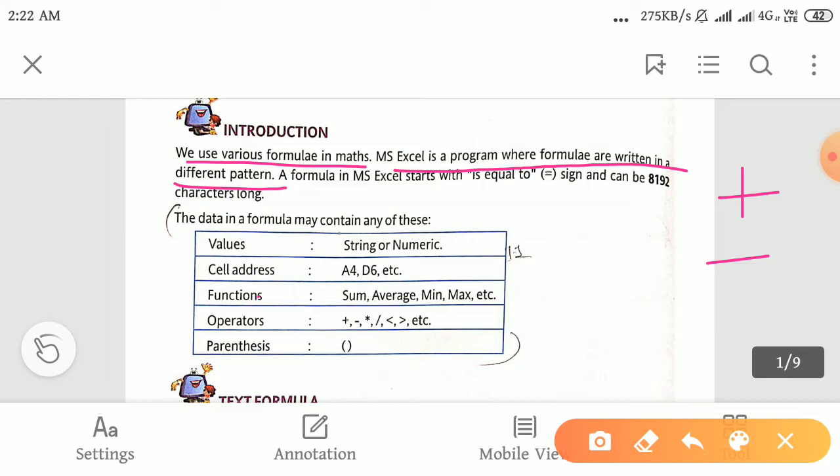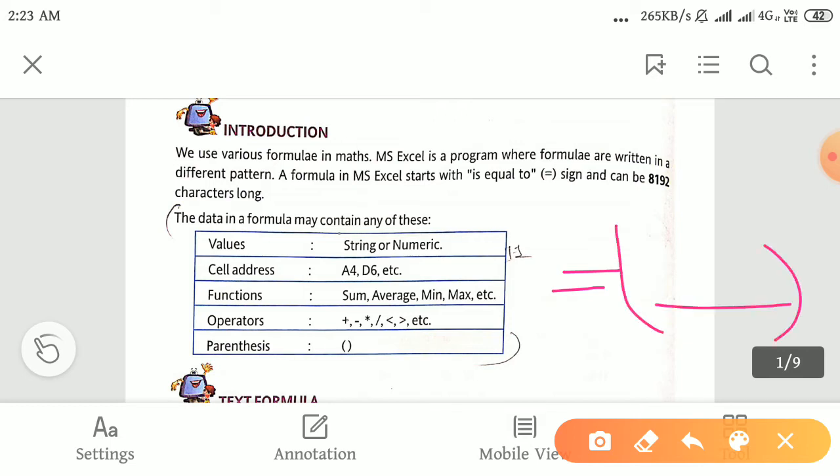So see, the first difference is that a formula in MS Excel always starts with the equal to sign, right? So every time whenever you are starting to write down a formula, you have to apply this equal to sign. Okay, and everything that you are going to write down over here at the right hand side can be 8192 characters long. Now, why are we talking about characters, we are not talking about the numbers exactly, right? We are talking about characters.